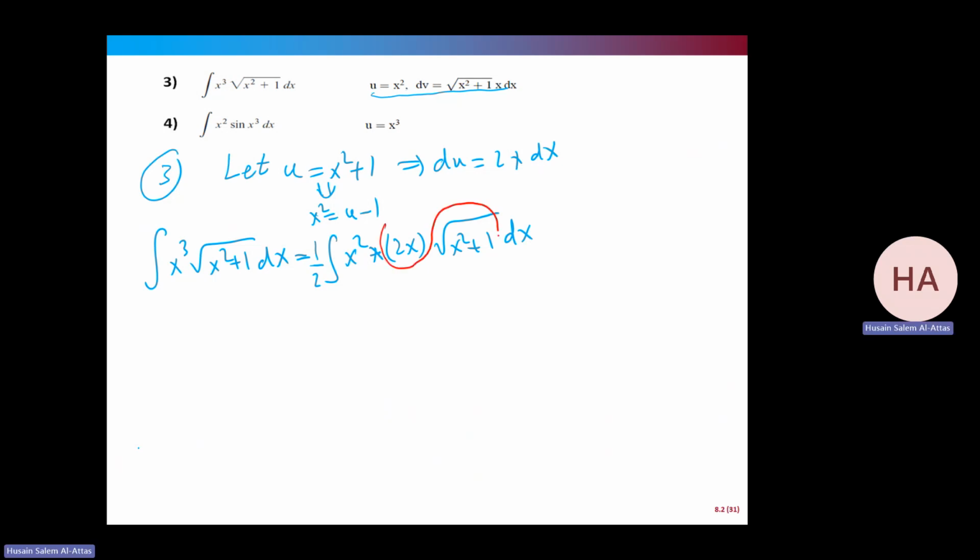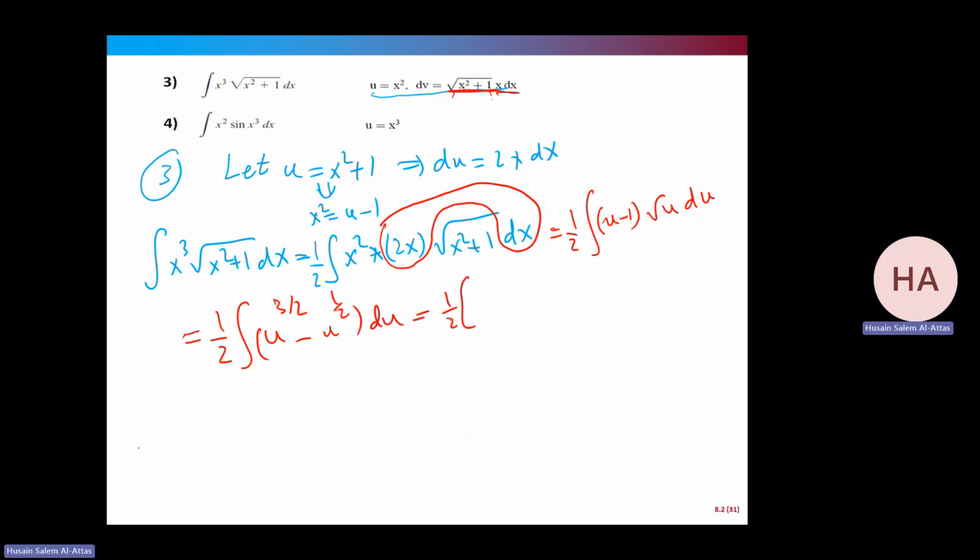That will give me du. So I have half the integral of what? x squared is u minus 1, times square root of u du. No need for integration by parts. But if you want to do integration by parts, please notice I cannot take the square root of x squared plus 1 as dv because I don't know how to integrate it. But times x, yes. This will be substitution. So you can continue. That will give me half the integral of u to the power 3 over 2 minus u to the power half du.